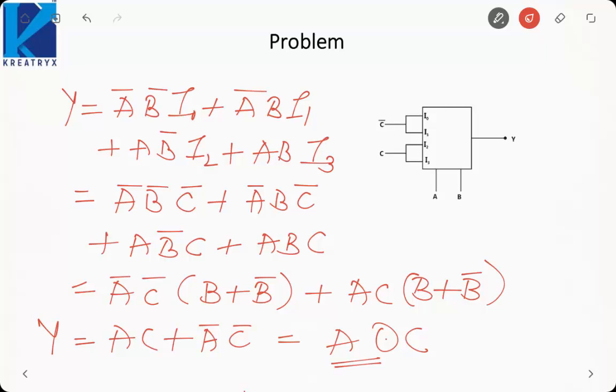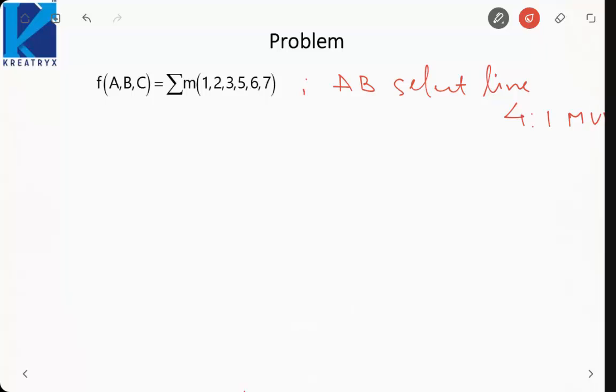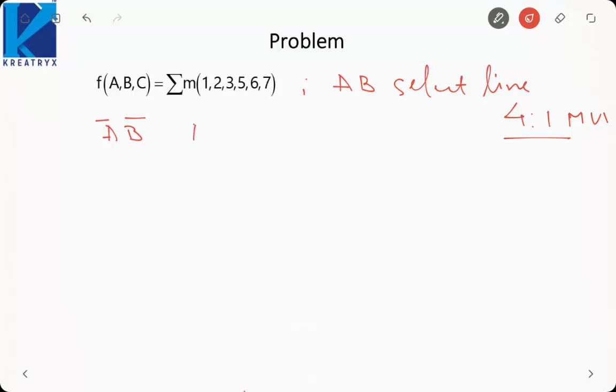But what if the question is asked in reverse? That is, I have been given the logic expression, and I have been asked to implement that logic expression using the multiplexer. So let us see how we can do that also. So suppose these minterms have been given f a b c, and let us say we have to use AB as the select line, so that we can use a 4:1 mux. Okay. So AB can have 4 combinations: A bar B bar, A bar B, AB, and AB bar. Okay. And C can have 2 values, C and C bar.